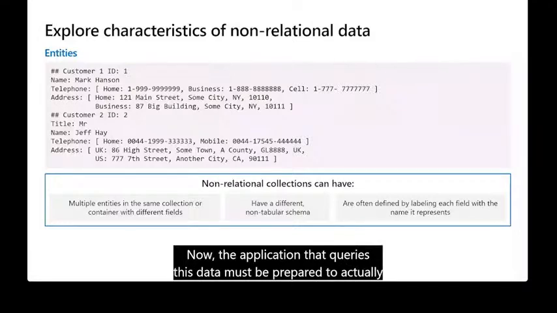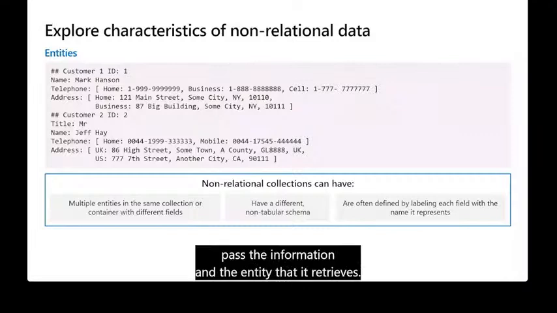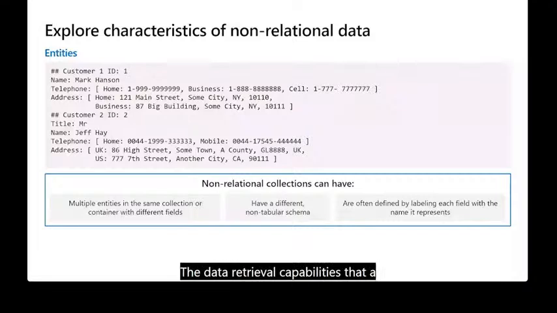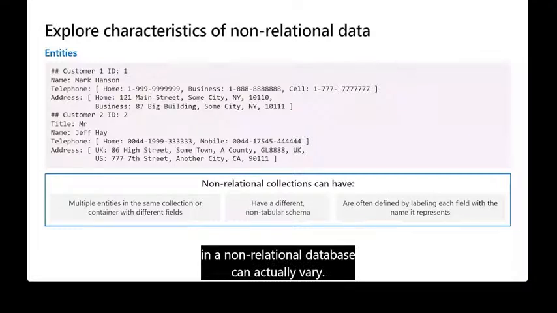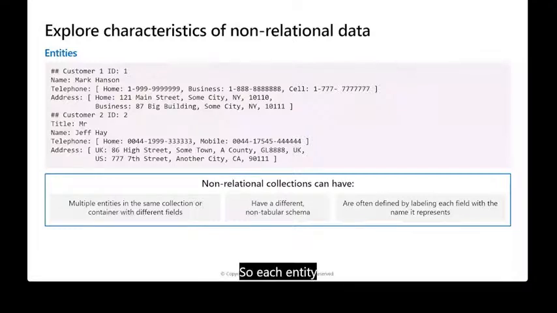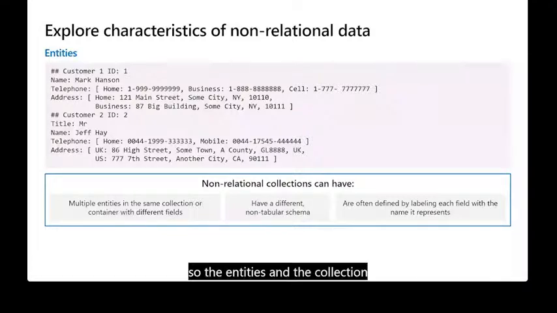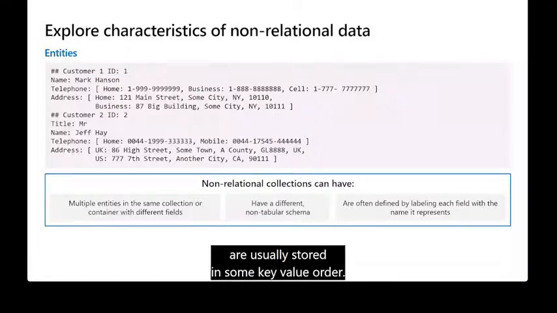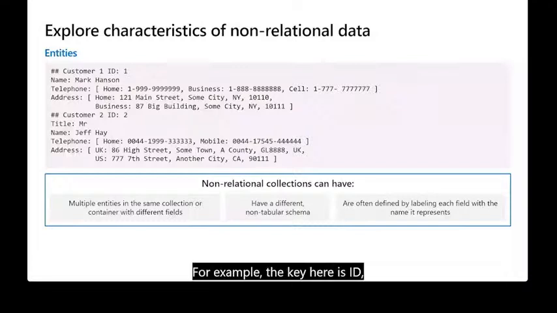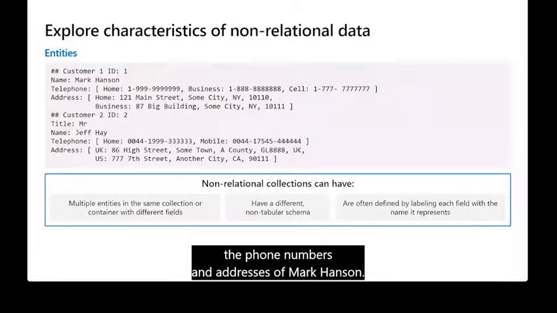Now, the application that queries this data must be prepared to parse the information in the entity that it retrieves. The data retrieval capabilities that a non-relational database provides can actually vary. So each entity should have a unique key value. For example, the ID needs to be unique. So the entities in the collection are usually stored in some key value order. For example, the key here is ID, name, telephone, and address. And the value would be 1, Mark Hansen, the phone numbers and addresses of Mark Hansen.